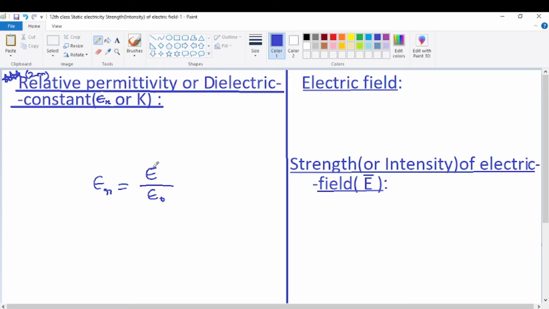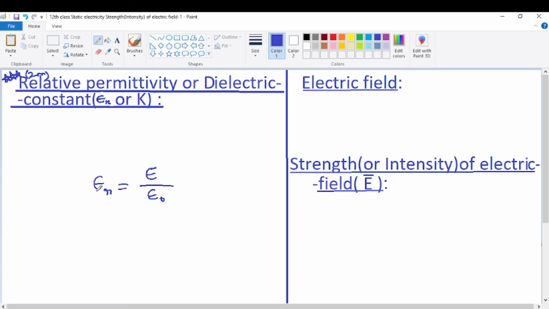So now epsilon r clearly depends only upon epsilon, but epsilon depends upon what? The nature of the medium and temperature. That means epsilon r also depends upon the nature of the medium and temperature. So that is the simple nature of epsilon r. It depends only upon epsilon, which depends only upon the nature of the medium and temperature. So relative permittivity epsilon r also depends only upon the nature of the medium and temperature.